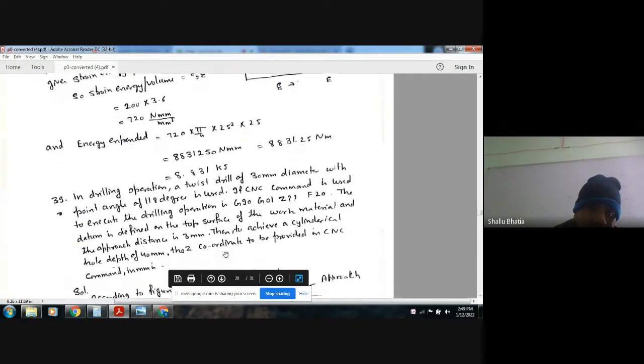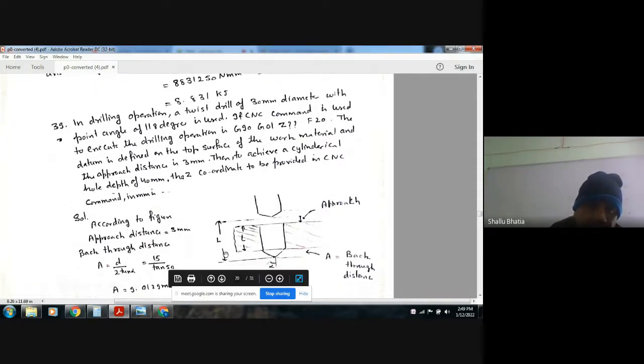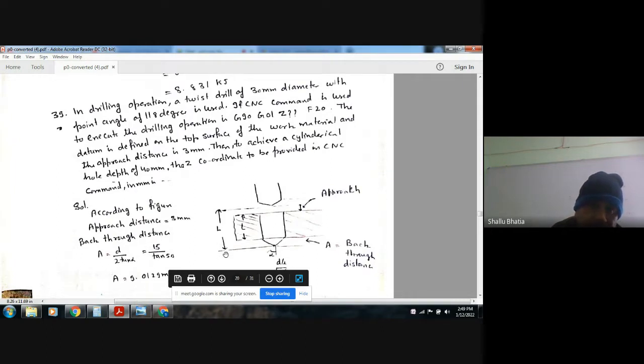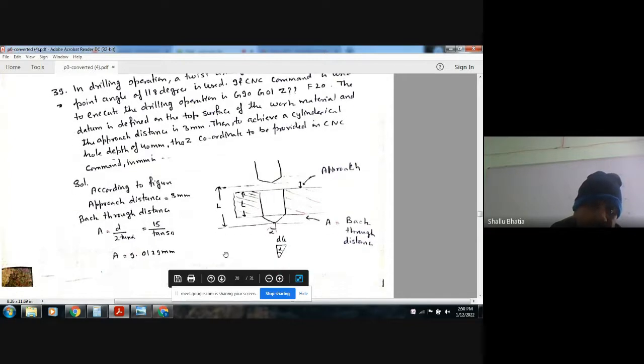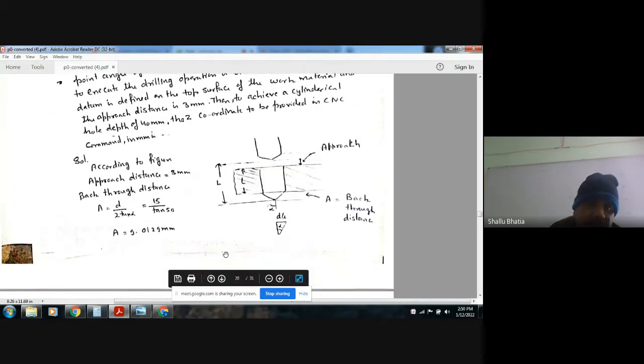Next, in a drilling operation, a twist drill of 30 mm diameter with a point angle of 118 degree is used. A CNC command used to execute the drilling operation is G90 G01 Z question mark F20. The datum is defined on the top surface of the work material and the approach distance is 3 mm. Then to achieve a cylindrical hole depth of 40 mm, the Z coordinate to be provided in the CNC command in mm.